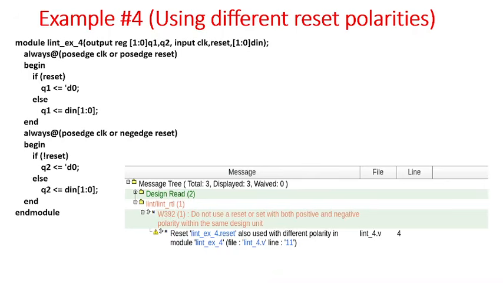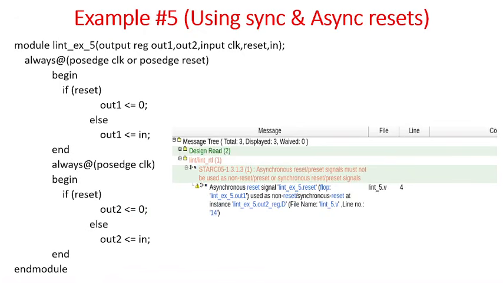Then using different reset polarity: we should refrain from using different reset polarities. All the reset polarities inside the design should be the same. If you use posedge reset, for all the blocks it should be posedge reset. Otherwise, if you are using negedge, everything should be negedge. So reset polarity should be unique. Then using synchronous and asynchronous reset: we should avoid using a combination of synchronous reset and asynchronous reset in the design, either synchronous reset or asynchronous reset fully.